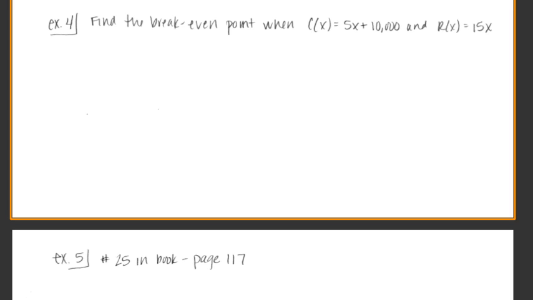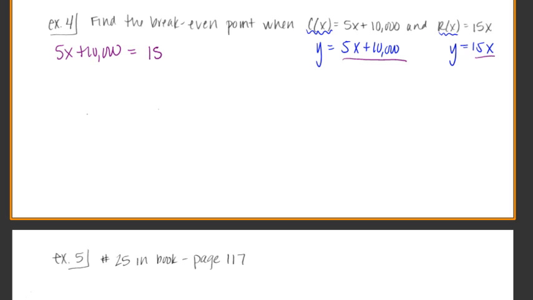Because remember, the function notations right here, those are just fancy for y's. It's saying y is equal to 5x plus 10,000, and then it says y equals 15x. The reason why we have the C of x there is just a way to name it, remember? And R of x is a way to name the other one. So really we're all set, ready to go to start solving this one because we have y equals this thing and y equals that, so we can start by setting that equal. So 5x plus 10,000 is equal to 15x.